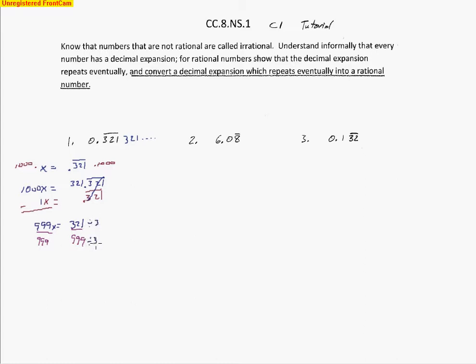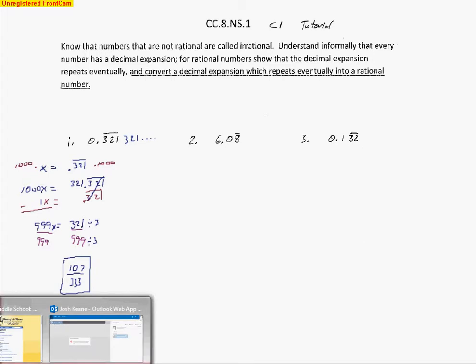And I definitely know 3 goes into this number here, because 3 goes into 9, 3 goes into 9 again, 3 goes into 9 once more. So when I do the division, 321 divided by 3, I get 107. And then 3 goes into 999 333 times. And so that would be the answer: 107 over 333. And again, you can prove it to yourself if you pull up a calculator.